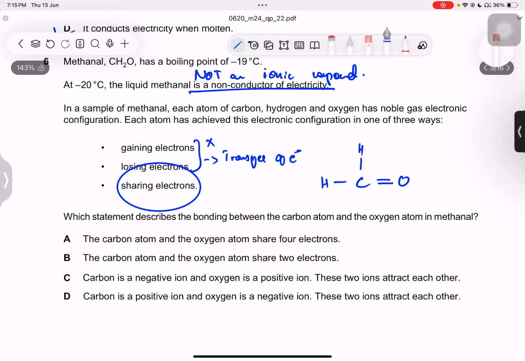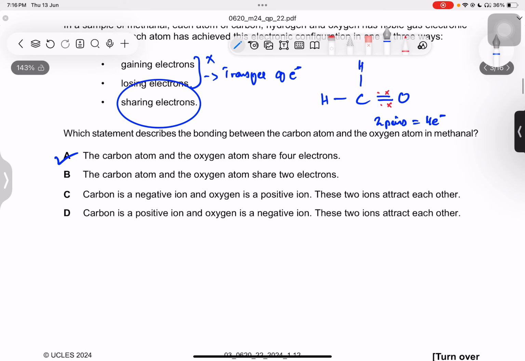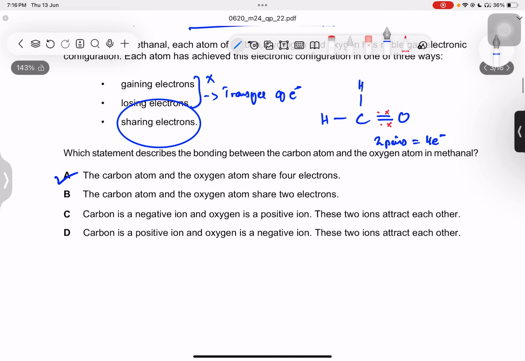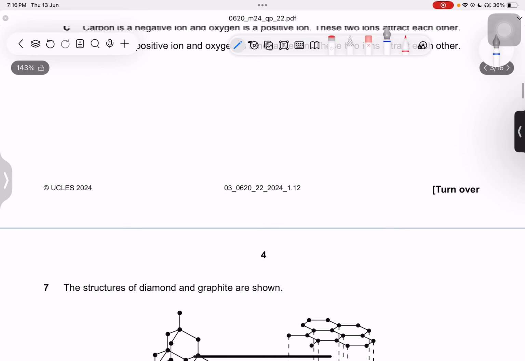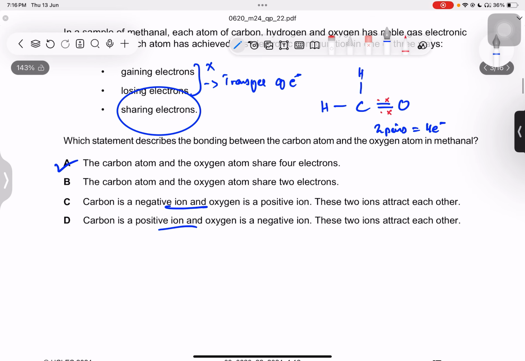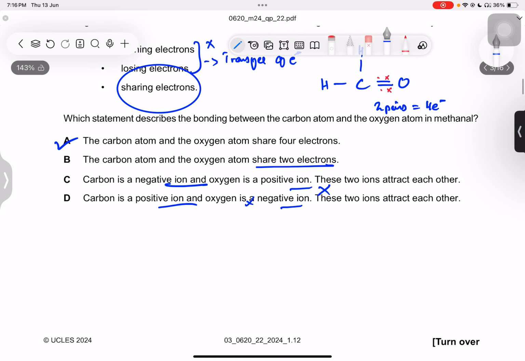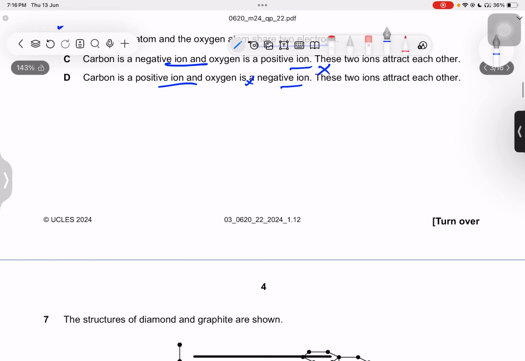Next, the carbon atom and the oxygen atom share 4 electrons. This is true because there are two pairs between them: one pair and a second pair, which is equal to 4 electrons. Next, options C and D are incorrect because we don't have any iron, and this one is incorrect because we don't have 2 electrons, we have two pairs of electrons and a total of 4 electrons.